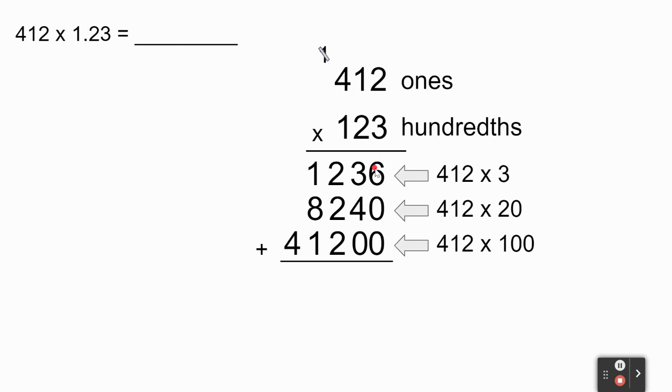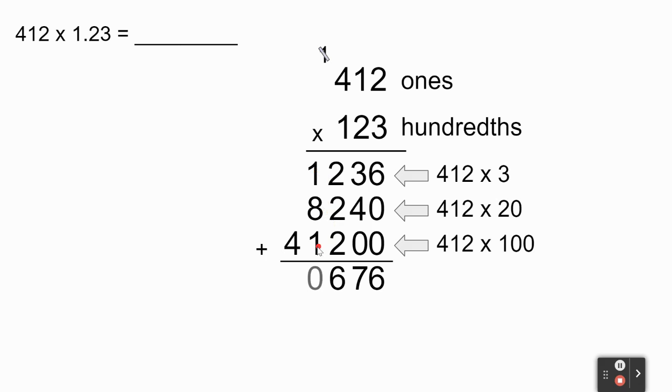Let's start by adding the ones place. 6 plus 0 plus 0 is 6. 3 plus 4 plus 0 is 7. In the hundreds place, 2 plus 2 plus 2 is 6. In the thousands place, 1 plus 8 is 9, plus 1 more is 10.